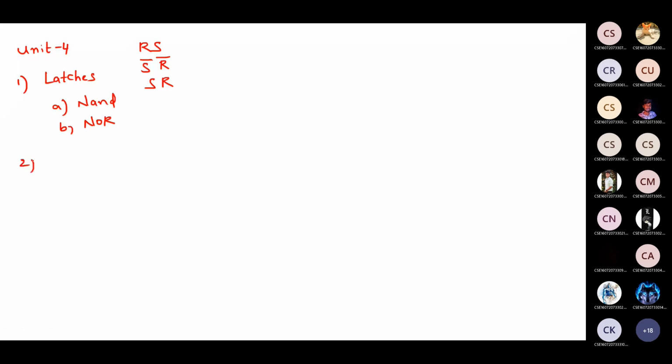Then after this, we have seen flip-flops. In that, SR, JK, delay, and toggle. Next, after this, gated latch and conversions. Total 12 conversions will be there. From this, we are getting one long. And next, we have started counters.